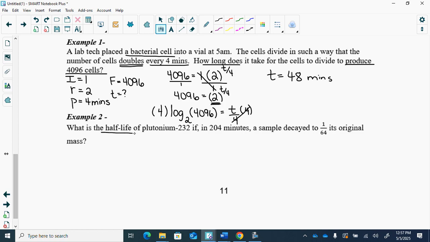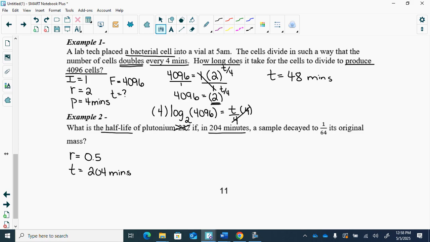Now this one, what is the half-life? What did they give me? They give you the half-life, so we know that will be R. So R is going to be a half or 0.5. Plutonium-232, that's an isotope that isn't found anywhere. Okay? If in 204 minutes, that's T, because it doesn't come after doubling, tripling, or half-life. It's not like it halves in 204 minutes, or it doubles every 204 minutes, right? It's in 204 minutes, the sample decays to 1/64th of its original mass. So we have T equals 204 minutes.